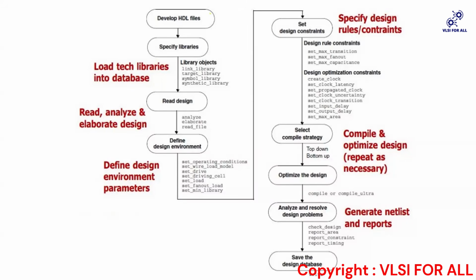So let me tell you a small difference between set link library and set target library, okay? Link library specifies libraries which are used to resolve references. And target library defines the library used to map the design to the standard cells during synthesis. And the other two are also examples to load the library files into the database.